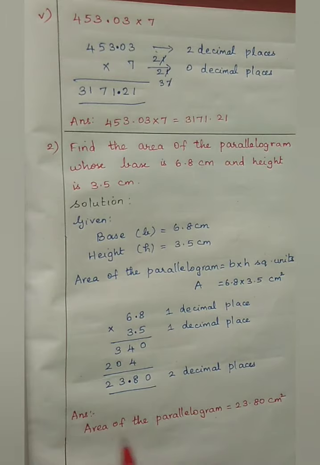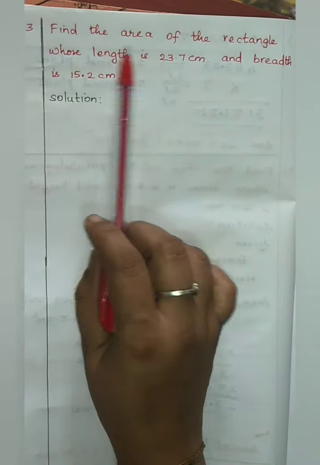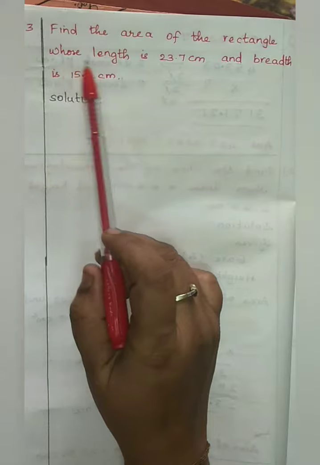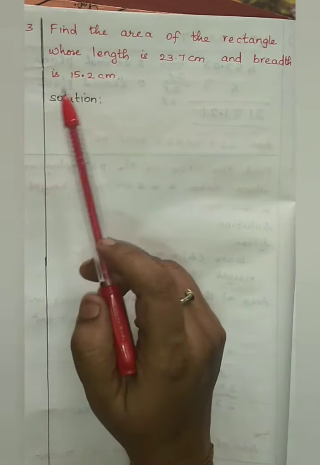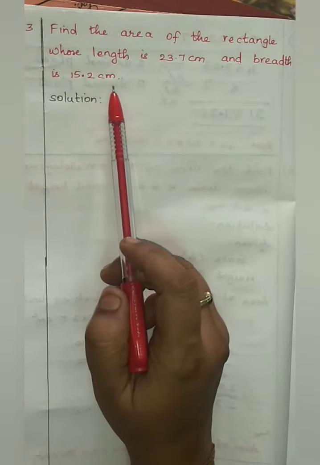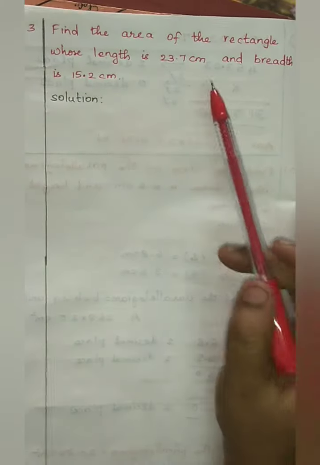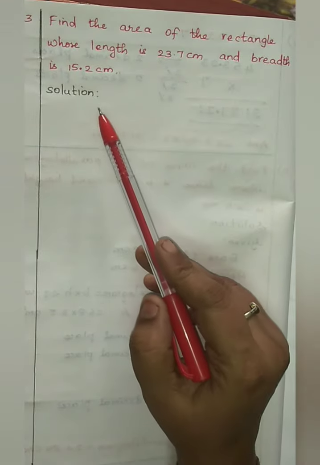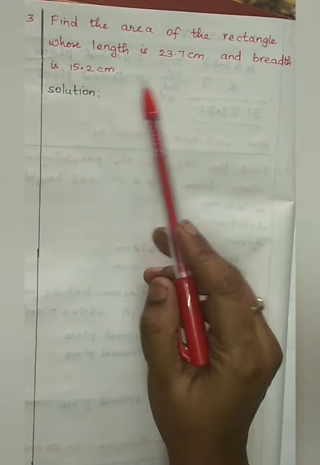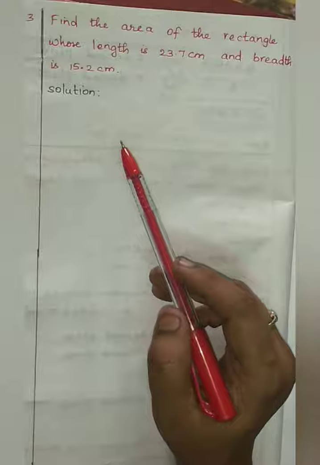So the answer is area of the parallelogram is equal to 23.80 centimeter square. Third problem, find the area of the rectangle whose length is 23.7 centimeter and breadth is 15.2 centimeter. So we are asked to find area of rectangle. So first in the solution, first you write the given length and breadth.